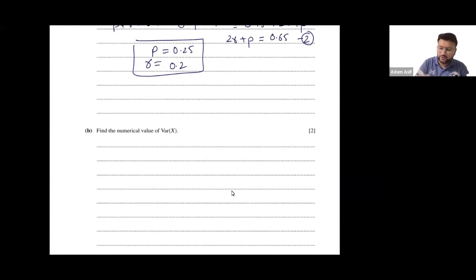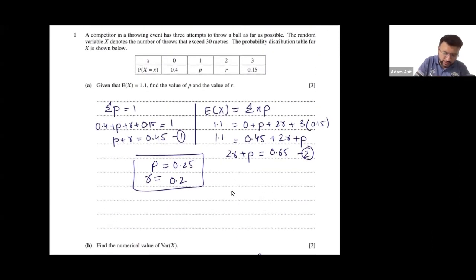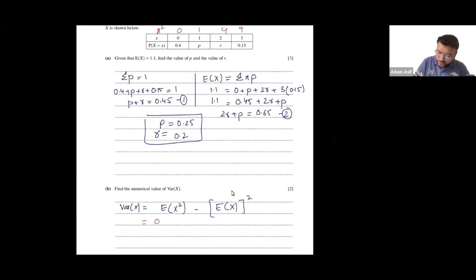Find the numerical value of variance. Variance is the expected value of x squared minus the square of the expected value. Now, in the question, we do have this value. We need to find the expected value of x squared. For that, we'll have to square the x values. X squared would be 0, 1, 4, and 9. So 0 plus 1 times p plus 4r plus 9 times 0.15 minus 1.1 squared. Now plug in the values of p and r.